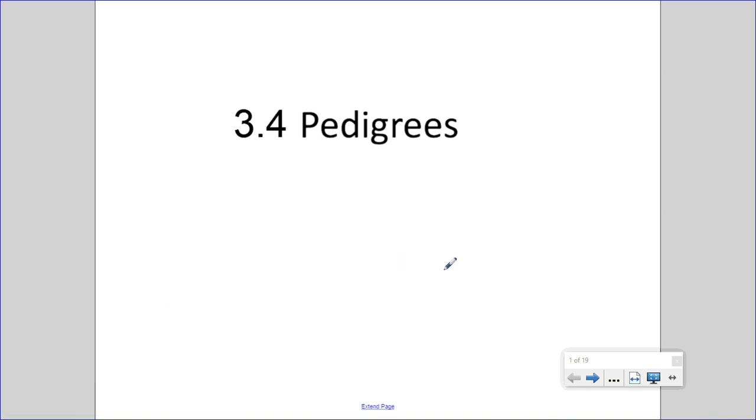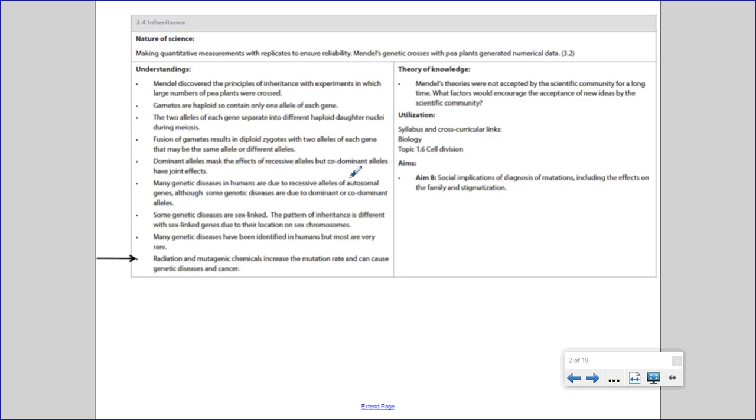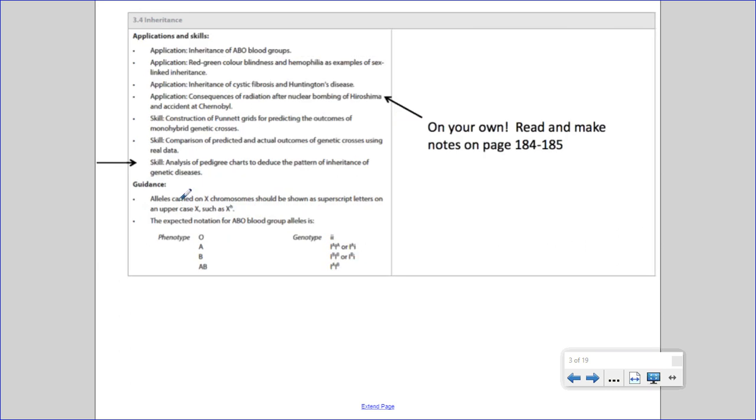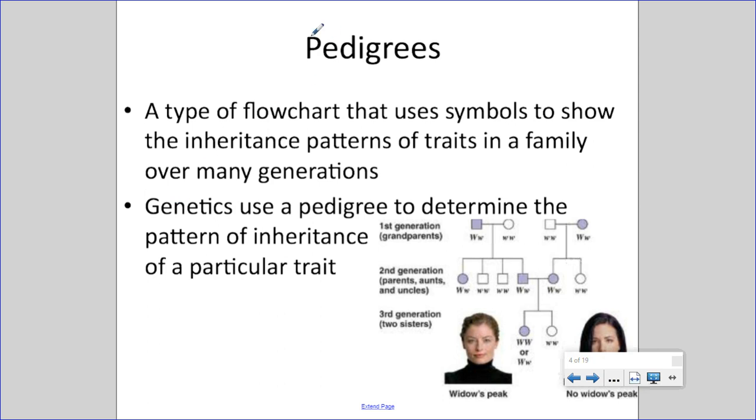This video will cover subtopic 3.4, pedigrees. So in 3.4, here are the understandings that we'll cover, as well as the application that we will cover. In this video, we'll be going through pedigrees.